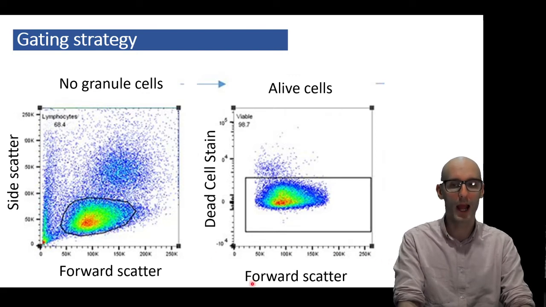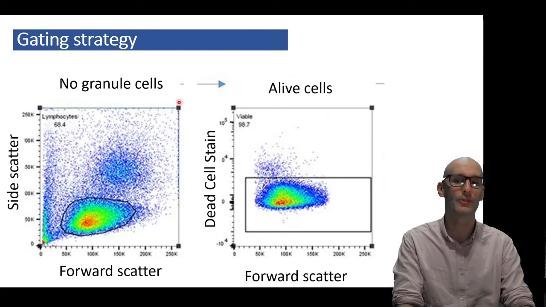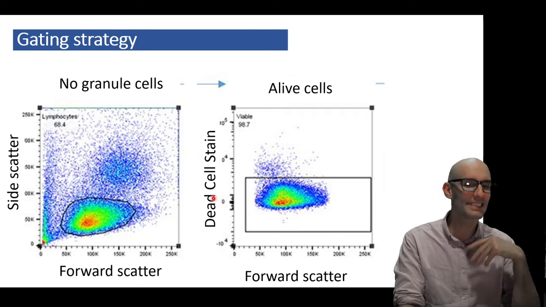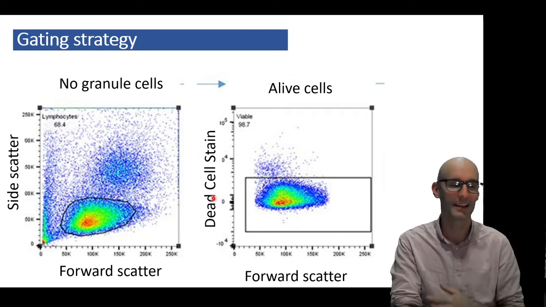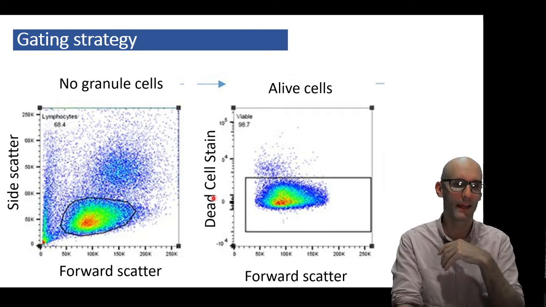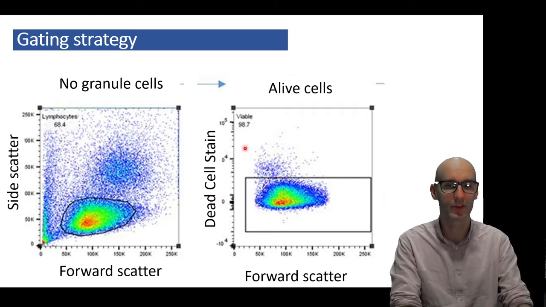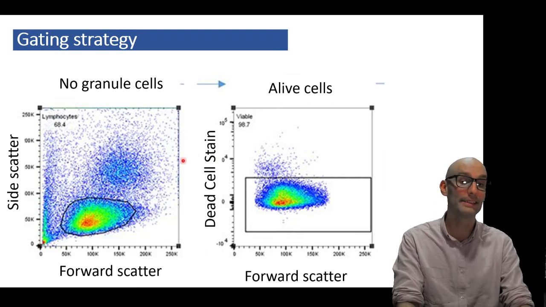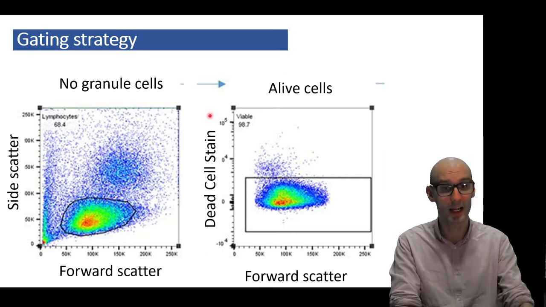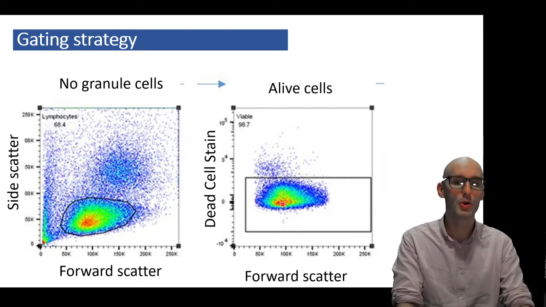Now in this graph, we've still got forward scatter, but we might have a dead cell stain here. And that's because dead cells can complicate your analysis. Maybe they get non-specific binding of antibodies, etc. We just want to remove the dead cells. So these cells are high in a dead cell stain, like propidium iodide, for example. So we want to remove those.